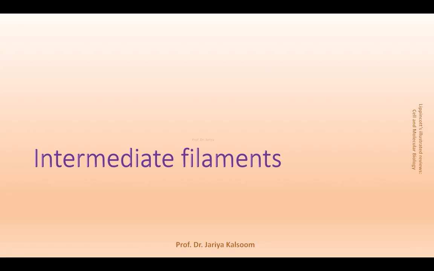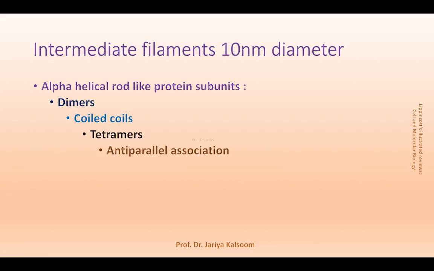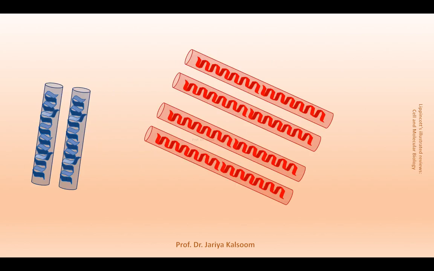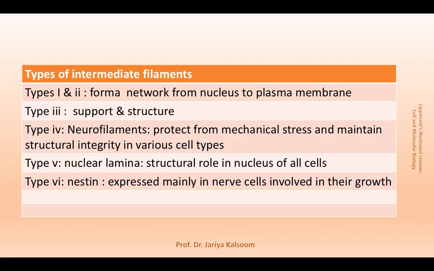Next are the intermediate filaments. Intermediate filaments are fibrous with an alpha helical structure. These join in sets of 2 to form dimers or in sets of 4 to form tetramers with antiparallel orientation, where the carboxyl terminal of one alpha helical filament is opposite the amino terminal of the other filament. So that's a diagrammatic representation of intermediate filaments.